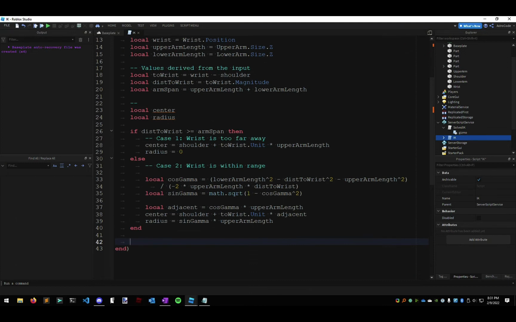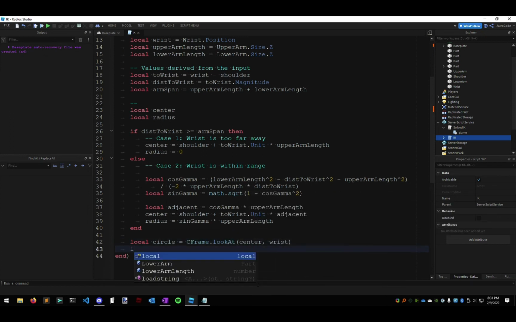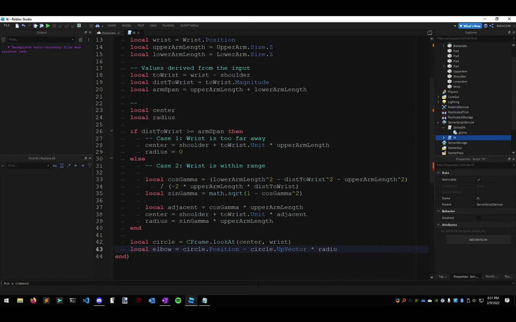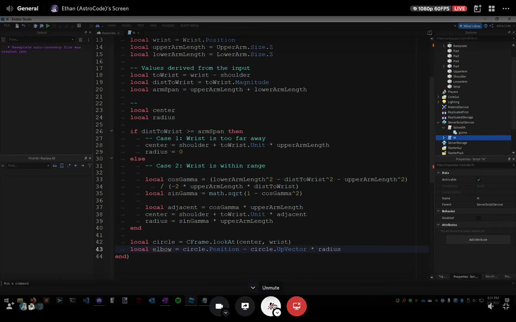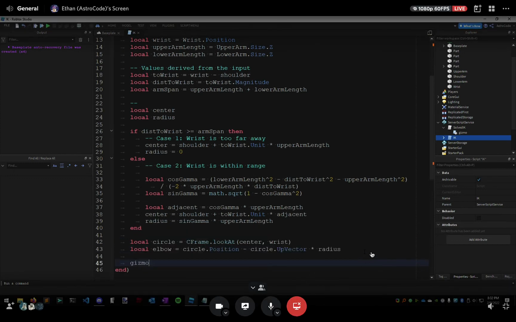So what we want to do is, okay, maybe I'll just code it and then explain it after I do it. So this circle we have positioned at the center here, and we're looking in the direction of the wrist. Maybe it would help if we visualize what we're doing. So let's draw a circle.